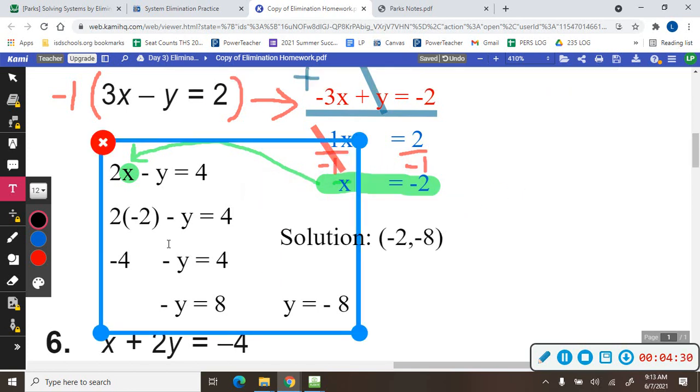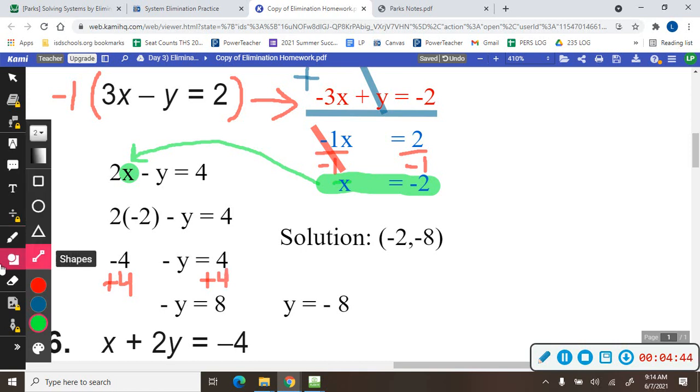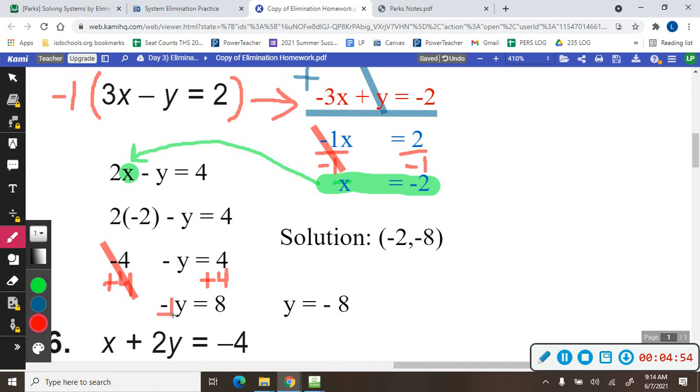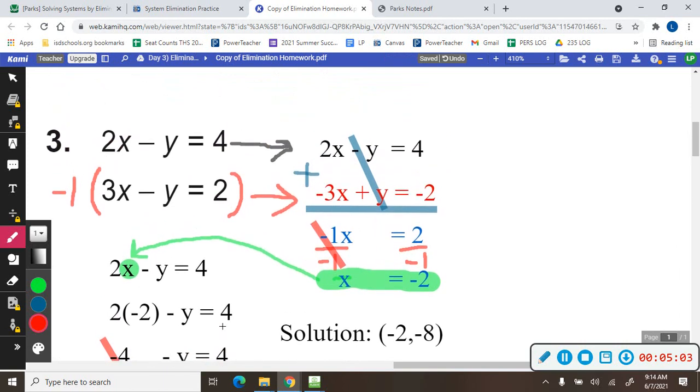Now I'm showing my work here. I would add 4 to both sides. That makes these go away. And then here, this is like a negative 1, and I divided both sides by negative 1. That's how I got negative 8. So I think the answer is negative 2, negative 8.